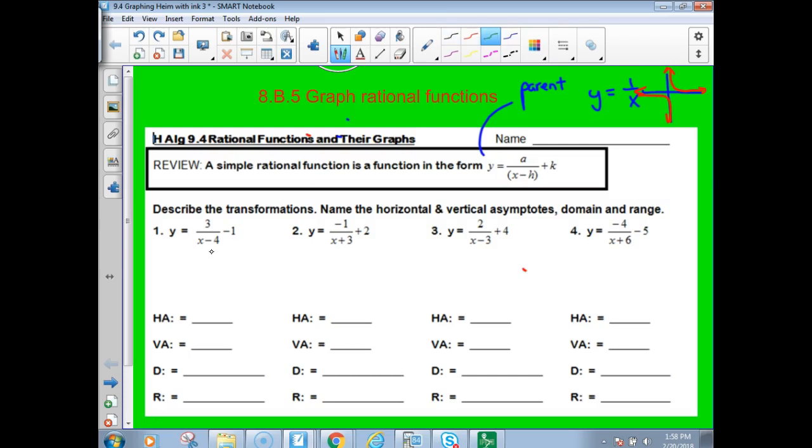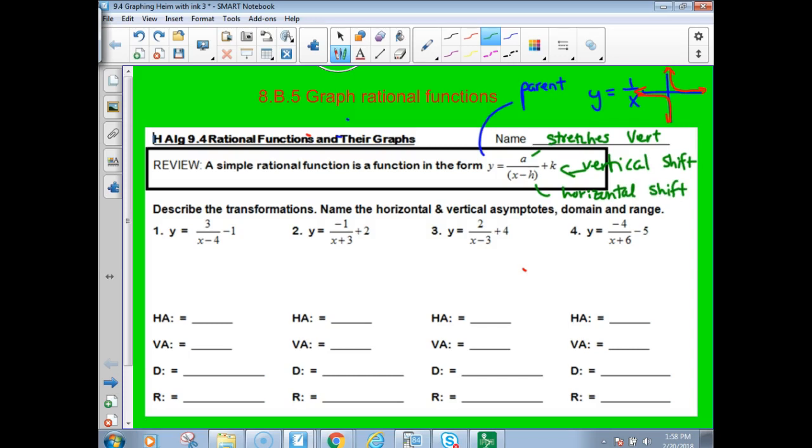Oh well, I'll try. Okay, so for a simple rational function, what does A do? All right, stretches which way? Okay, vertically. And then K shifts it, a vertical shift, K units. And then H was a horizontal shift. Okay, so I just talked about it really basically there.